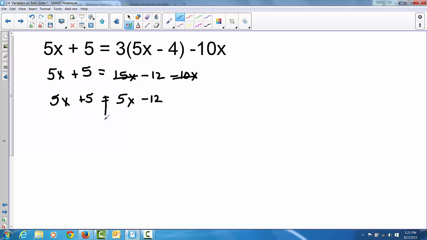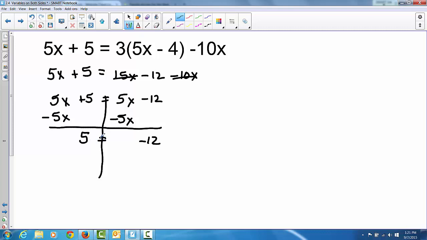Alright, so now we draw a line. We go minus 5x and minus 5x. If I have 5 apples and I take away 5 apples, I'm left with 0 apples, so there's nothing to write there. So we're left with 5 equals, we're in the same situation here. 5 apples minus 5 apples leaves us with 0 apples, and we are left with minus 12. Well, we've got 5 equals negative 12. That's not a true statement.